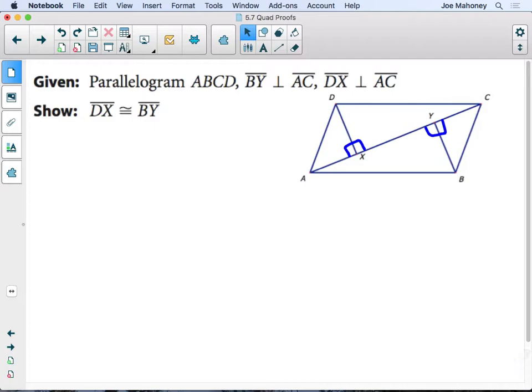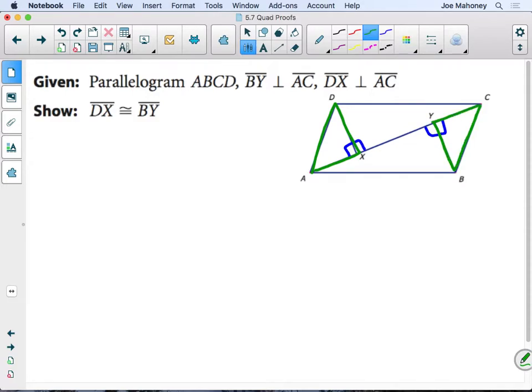I'm thinking that my plan is I'm going to prove this green triangle and this green triangle congruent because they contain sides DX and BY. So then I know I have a pair of 90-degree angles in them. Since I'm given a parallelogram, I've got opposite sides congruent. I also know the opposite sides are parallel, so I can get some alternate interior angles there as well. So I think that's my plan. I think that's the direction I want to go. So let me start off.